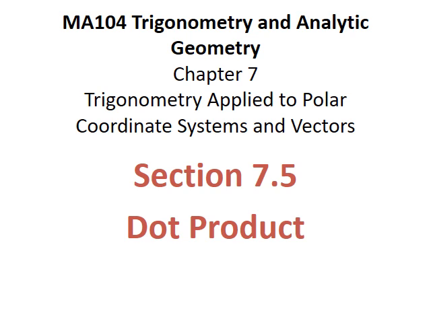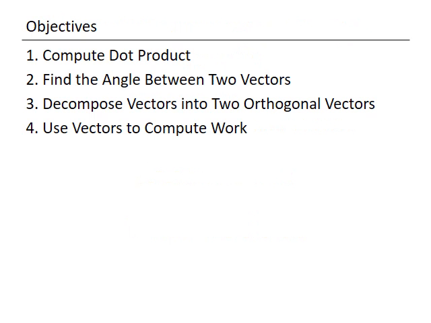This video is over section 7.5, which is the dot product. The dot product is a special type of product of vectors. So we'll compute the dot product, we'll find the angle between two vectors. So now these vectors have moved, and then we will find work.